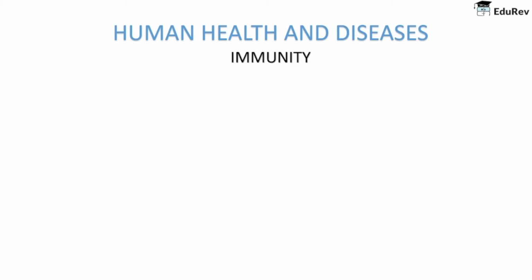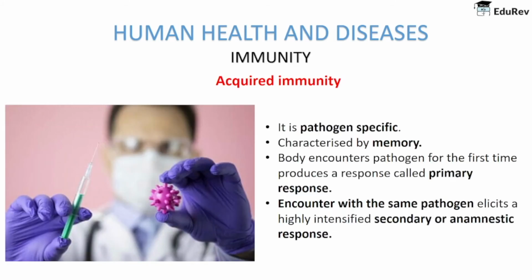Moving on to the other type of immunity, which is the acquired immunity. Acquired immunity is pathogen specific, meaning it depends upon the memory of the body. When the body encounters the pathogen for the first time, it produces a very low intensity response which is known as the primary response. But when our body gets attacked with the same pathogen once again, then it elicits a highly intensified response which is known as the secondary response, or the anamnestic response.